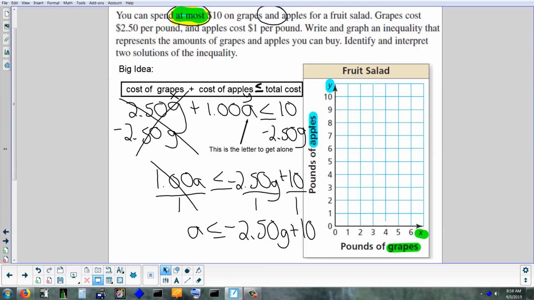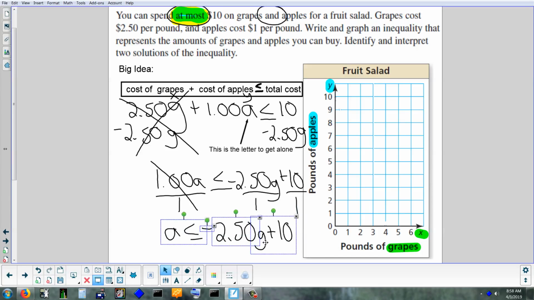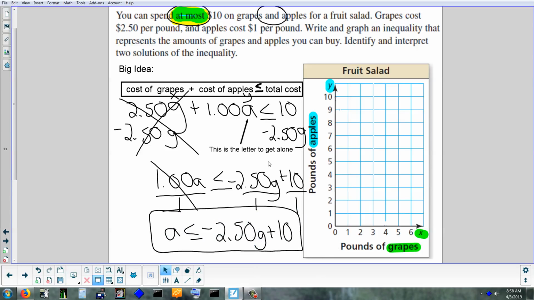Yeah. So that's like 2.5. All right. So this would give you half credit. So it asks you to write and graph an inequality that represents the amounts of grapes and apples you can buy. All right. So let's graph it first. Then we'll get to identify and interpret two solutions of the inequality.